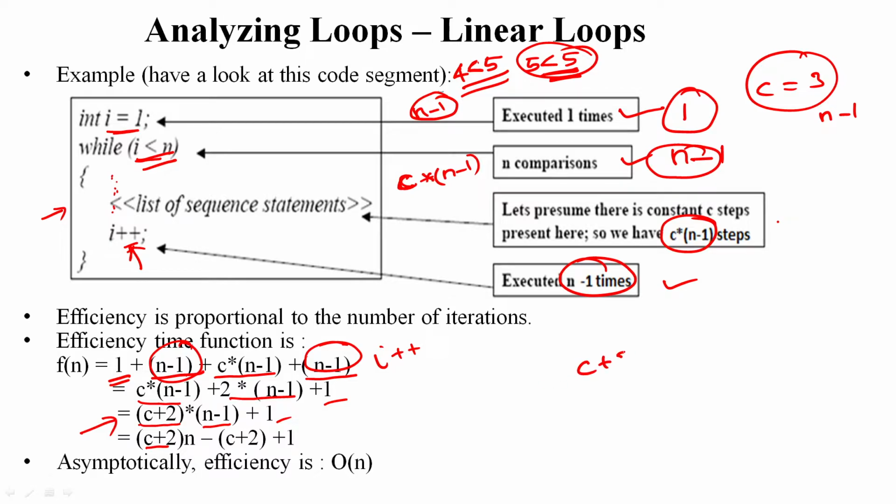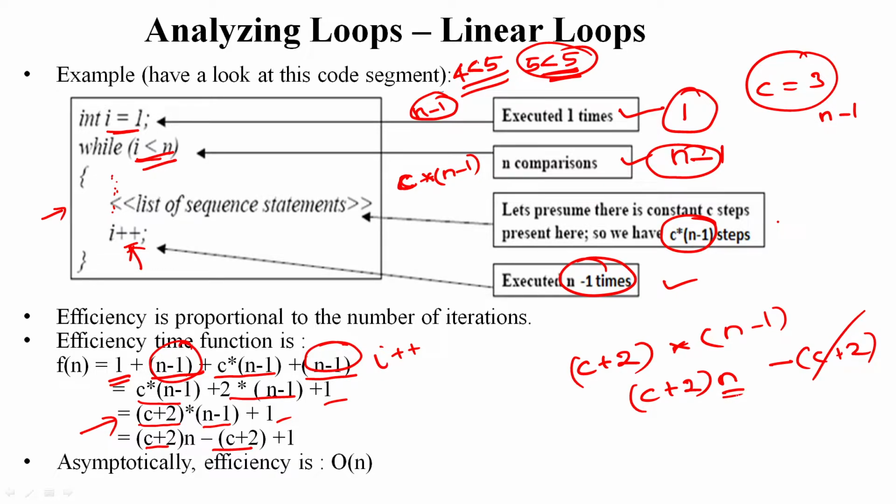So c plus 2, then into n minus 1. Here we are calculating c plus 2 into n minus c plus 2. That is the statement given here. Then this is a lower order term, we can ignore it. The n term is the time complexity, and the coefficient we can ignore. So finally we are getting order of n.